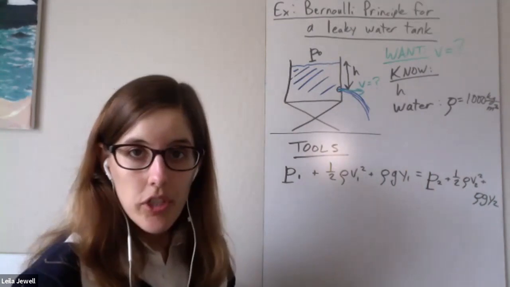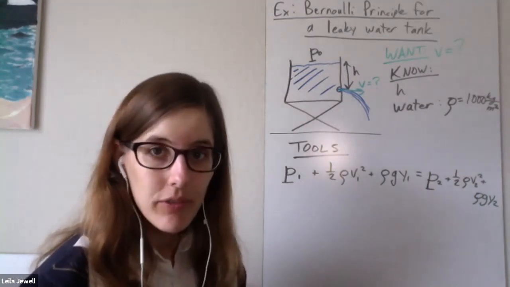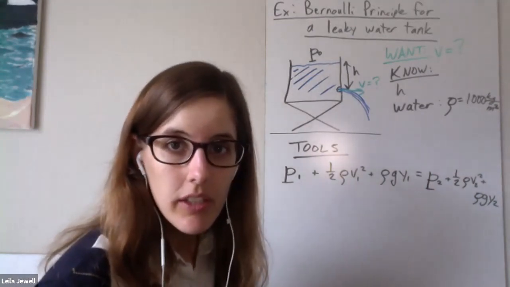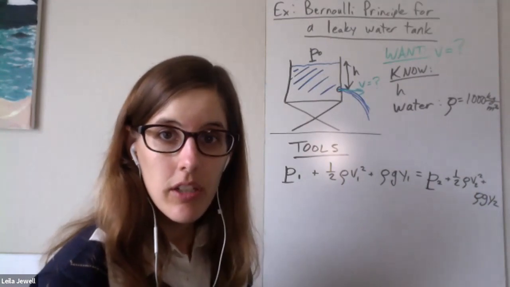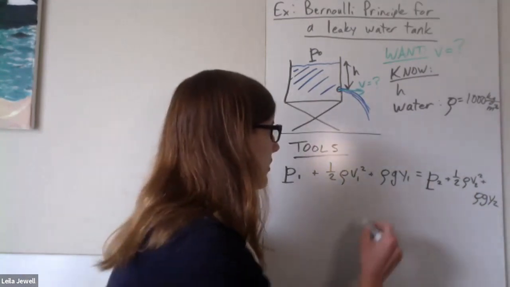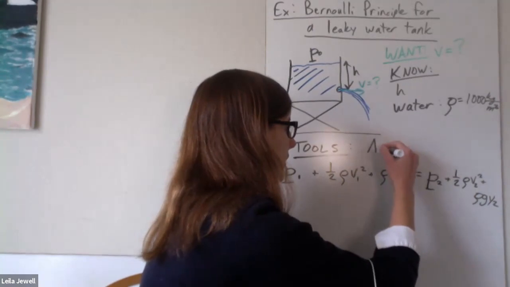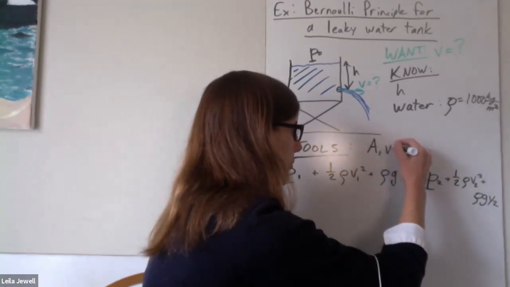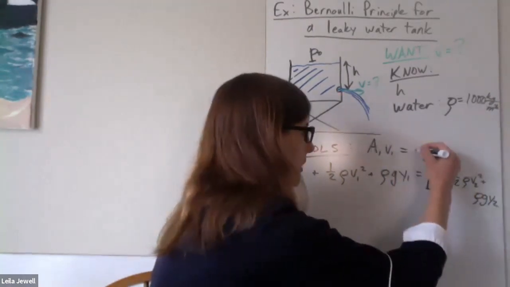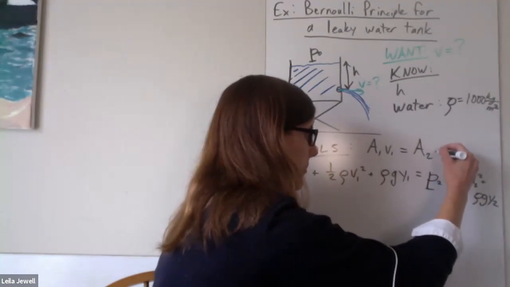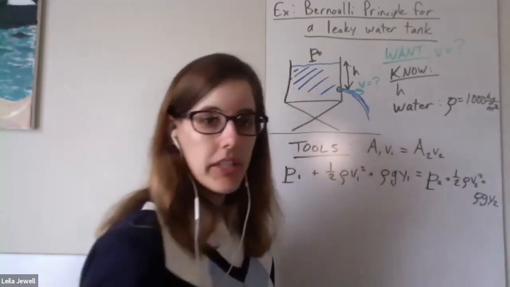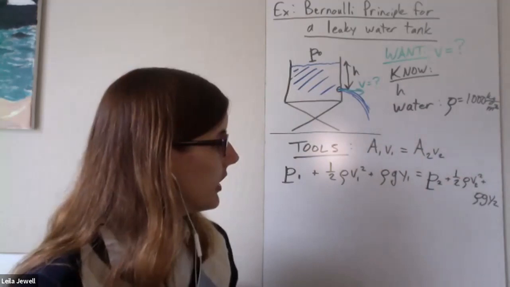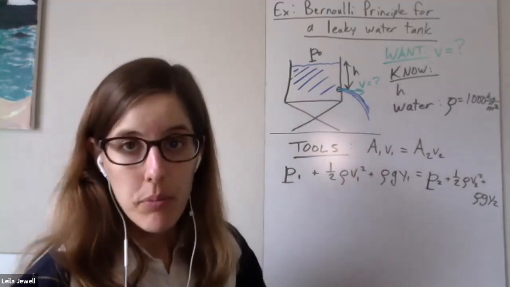Now another equation that I want to bring up, because anytime we have fluids moving, we want to think of it, is our continuity equation. So our continuity equation, I'll also list over here: the cross-sectional area at one point times the speed at that point is equal to the cross-sectional area at some other point times the speed at that point. And that's the quickest way to find out how fast the fluid is moving.